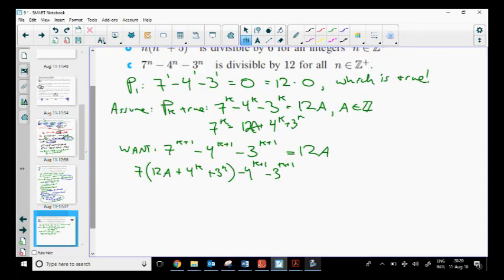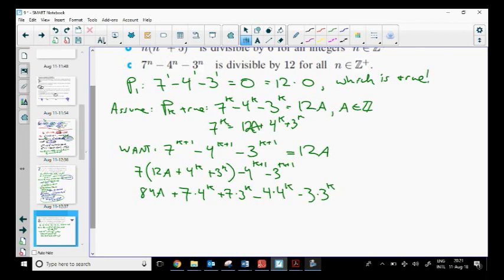Okay, well, let's distribute through it here. It's looking kind of messy, but 84a plus 7 times 4 to the k. That's not 28 to the k. Now, be careful. Plus 7 times 3 to the k minus, here's what I'm going to do here. 4 to the k plus 1 is the same thing as 4 times 4 to the k. And same idea with 3 to the k plus 1. It's 3 times 3 to the k. And if you can come up with that one little step, hopefully the next step is obvious.